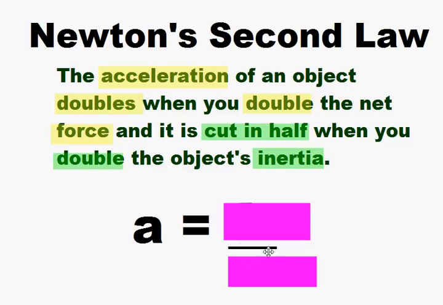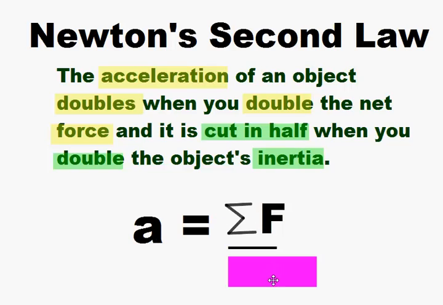And then on the bottom of the fraction, if you put something on the bottom of the fraction, when this gets bigger, it makes the fraction smaller. It's going to decrease acceleration. What Newton realized was there's something that makes acceleration happen, and that's called force. You add up the forces on an object, it'll make the object accelerate. Doubling the force will double the acceleration.